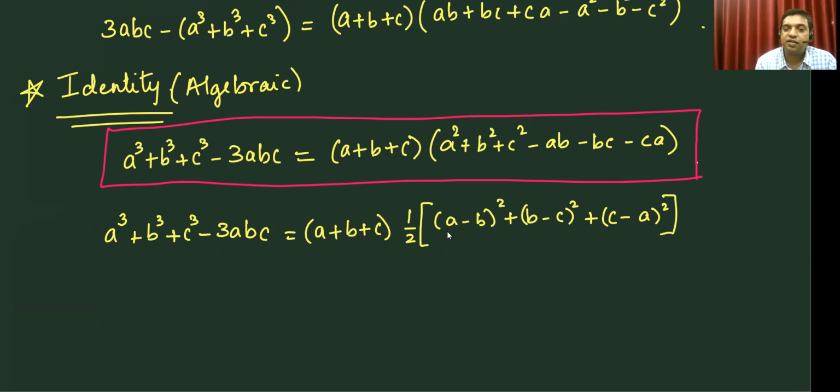See this expression. A minus b the whole square will be a square plus b square minus 2ab. B square plus c square minus 2bc. C square plus a square minus 2ca. Now this c square and this c square becomes 2c square. A square plus a square, 2a square. B square plus b square, 2b square. So you get 2a square plus 2b square plus 2c square minus 2ab minus 2bc minus 2ca. Just multiply this by 2. You get this expression. So that's why this expression is half of this.